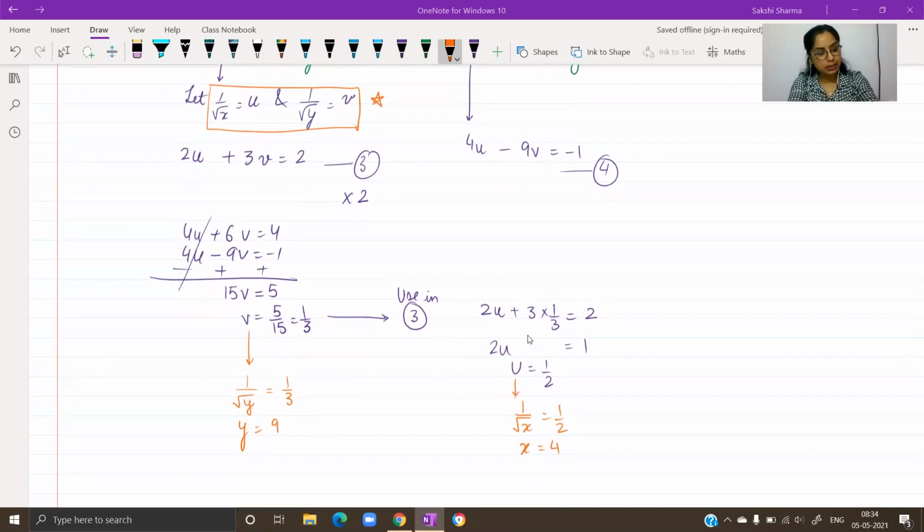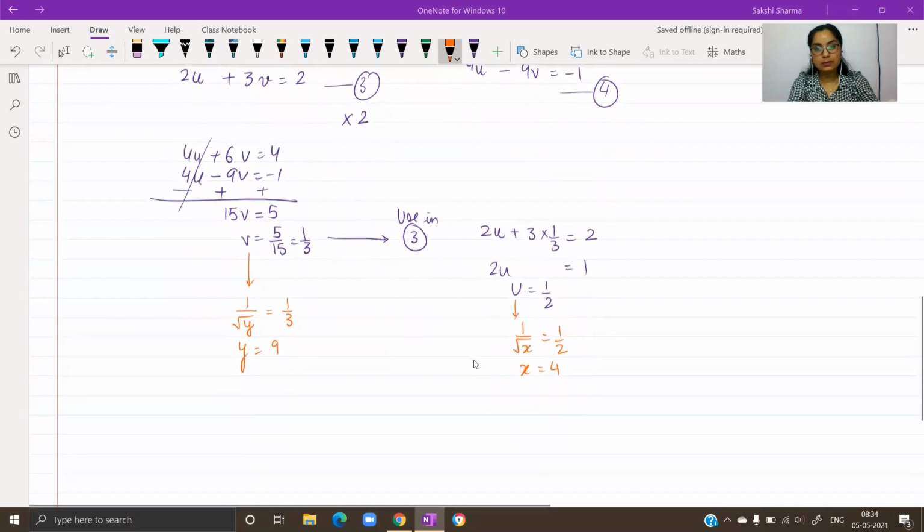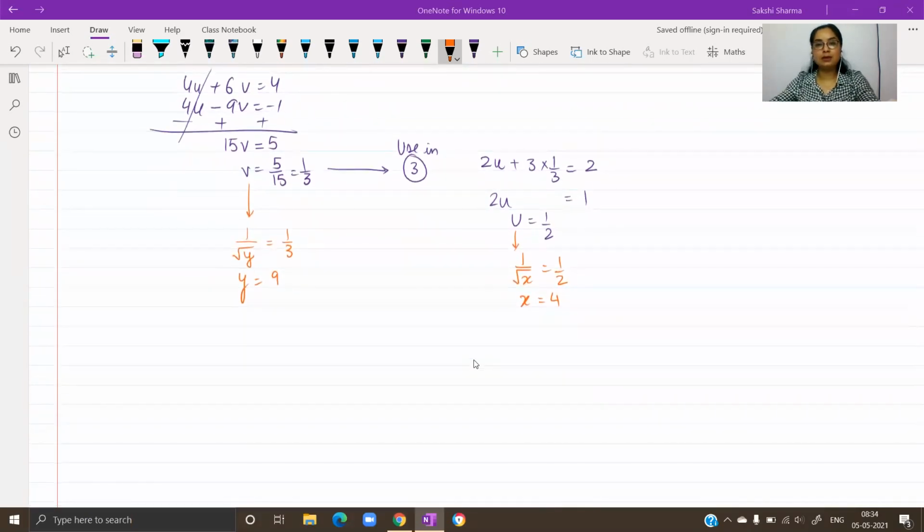If anyone's writing down, third part of the question, you have 4 over x plus 3y equals to 14 and 3 over x minus 4y equals to 23.